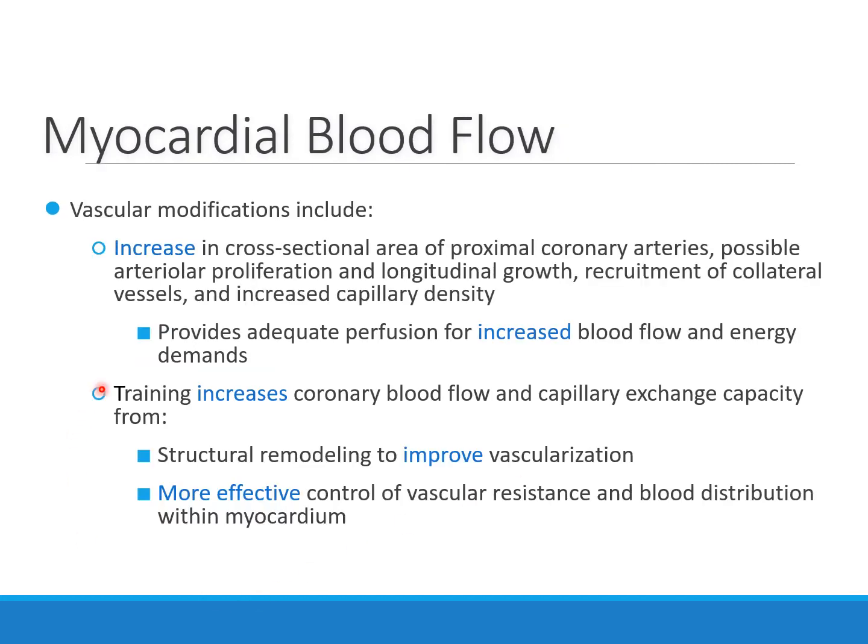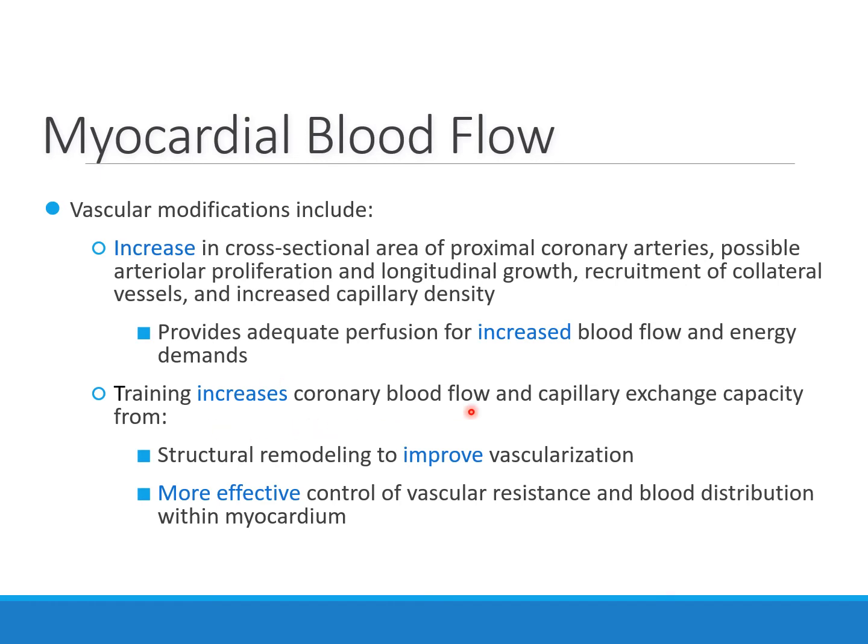Next is myocardial blood flow. So the vascular modifications that can happen are increased cross-sectional area of proximal coronary arteries, possible arterial proliferation and longitudinal growth, and recruitment of collateral vessels and increased capillary density. So the really short way of saying this is you're just getting more vessels coming onto your heart, and you're getting an increase of blood flow to your heart because of that. This will provide adequate perfusion for increased blood flow and energy demands of the heart while you're exercising.